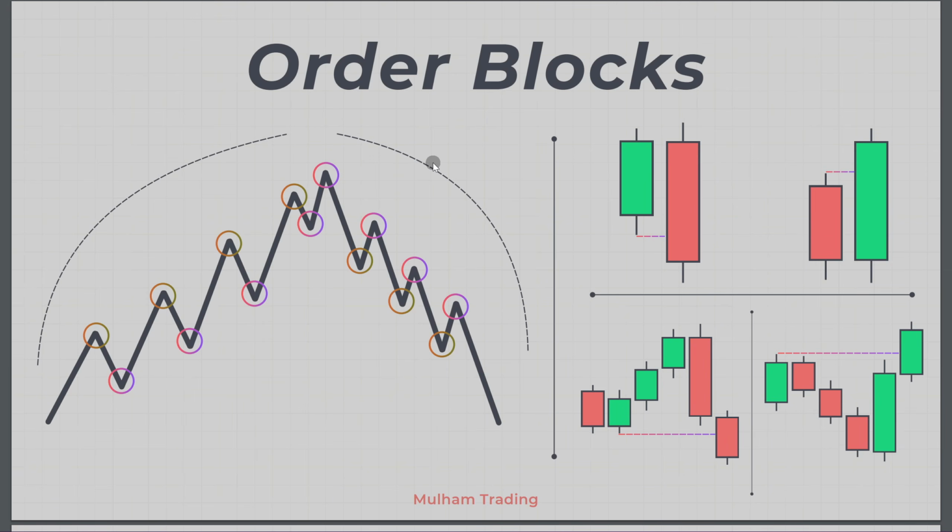Now, the definition, and this is my definition of order blocks, and the one I go with is: it is the last bullish candle before the bearish move, and it is the last bearish candle before the bullish move. I look for the last one and not the last consecutive ones.